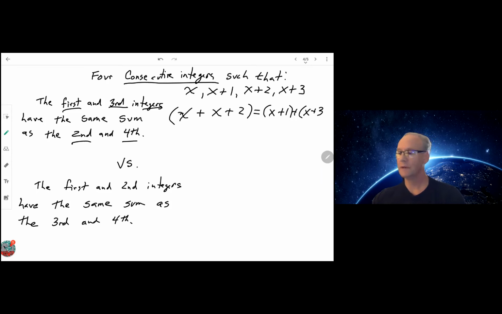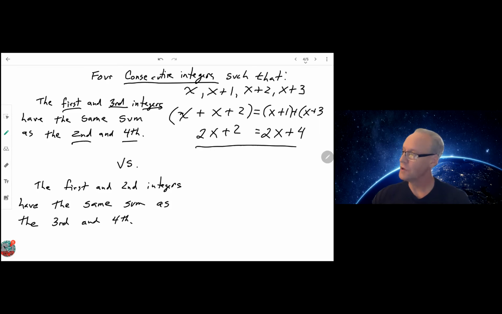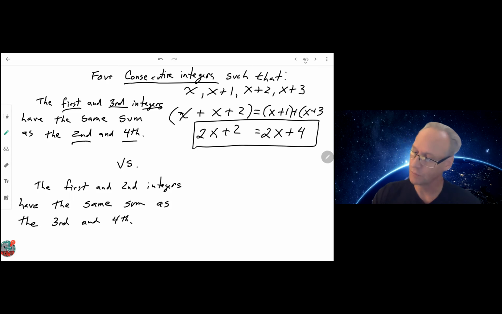And what do we have here? 2x plus 2. And what do we have over here? 2x plus 4. And this problem has no solution because there is no way to ever make this true. Sorry, I made a mistake on this one here. I really wanted the first and fourth. Sorry, I wrote it wrong. And this one should have been the second and third. Don't know what I was thinking there.